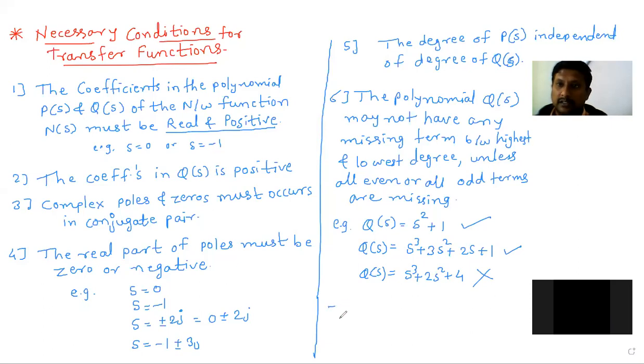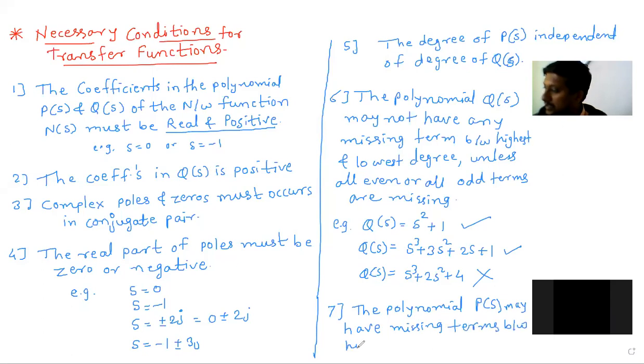So seventh point, the polynomial P of S may have missing terms between highest and lowest degree.